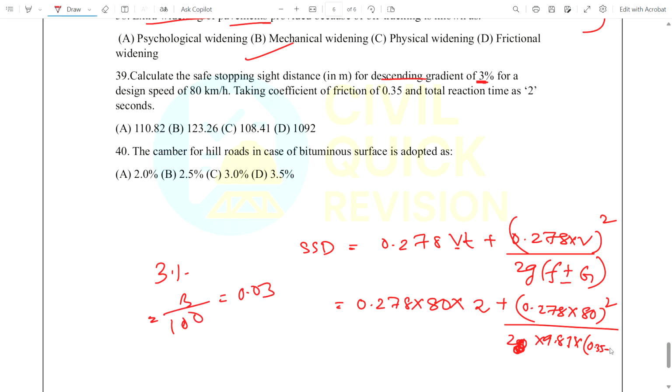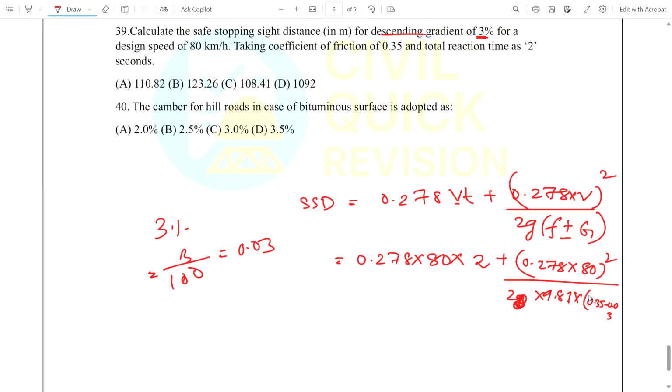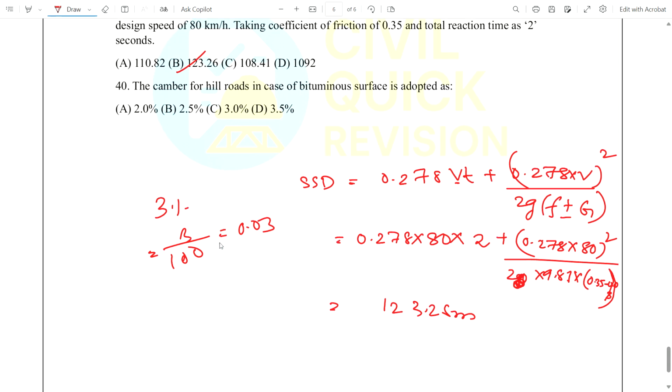So here, 0.03. You can calculate how much you get. You get 123.26 meter. You just calculate by yourself. I have already calculated it, so I just put it here directly.